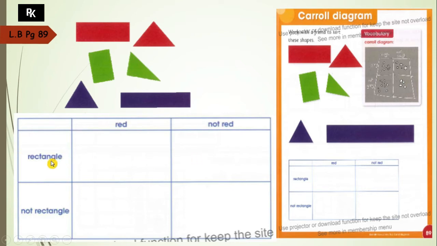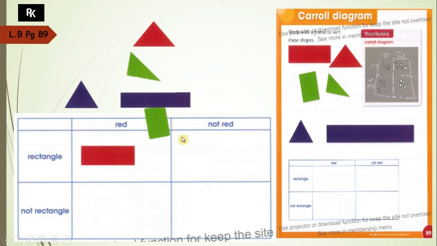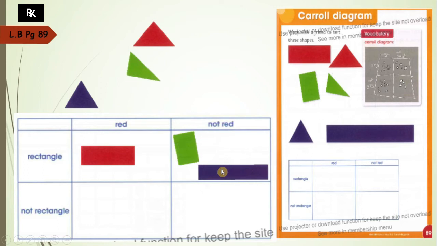Here I have to find a rectangle that is red. So this rectangle is red. I will put this rectangle here. Is there another rectangle which is red? No, there is not any other rectangle which is red. So let's find a rectangle which is not red. Here there is a green rectangle. I will put this green rectangle here. Now find another rectangle which is not red. This blue rectangle is also not red, so I will put this rectangle here. Now all the rectangles are done.